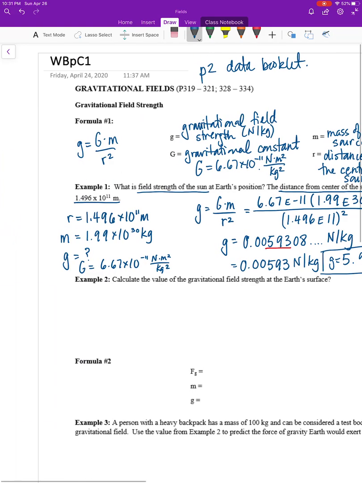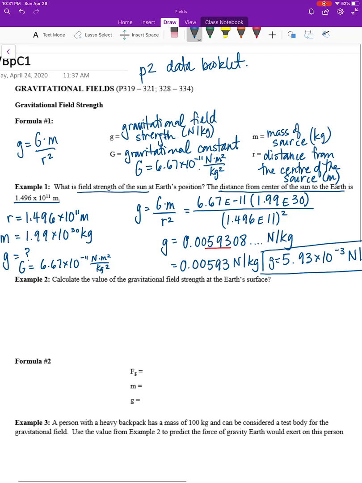Okay, let's do one more example together. Calculate the value of the gravitational field strength at the Earth's surface. Again, now they're not giving us any information, so that tells us we need to go back to our data booklet and see if we can find it. And you should be able to find the mass and the distance from the center of the Earth to the surface, or the radius.